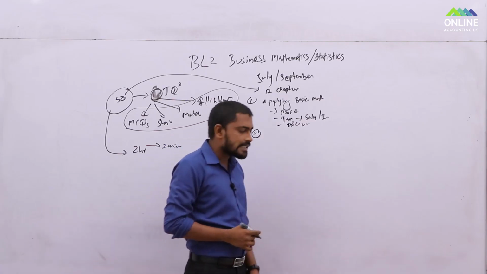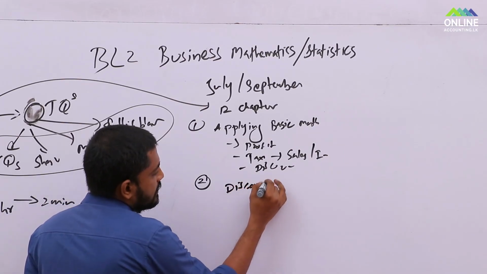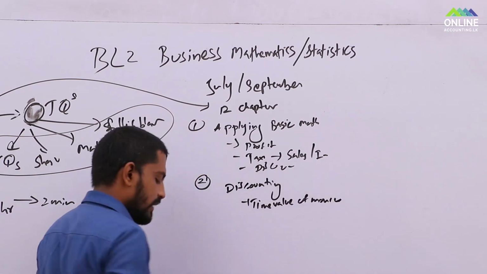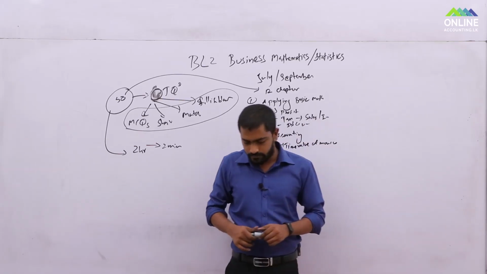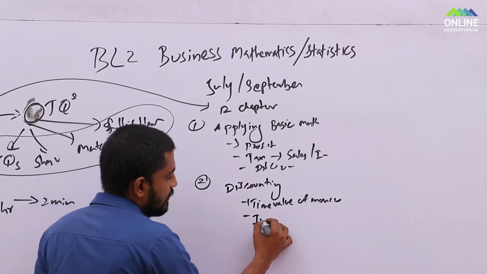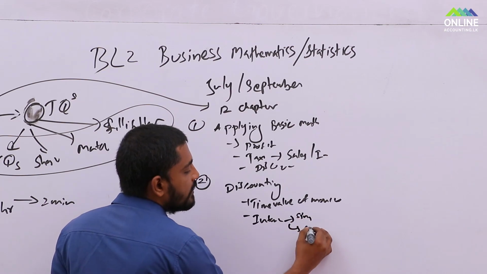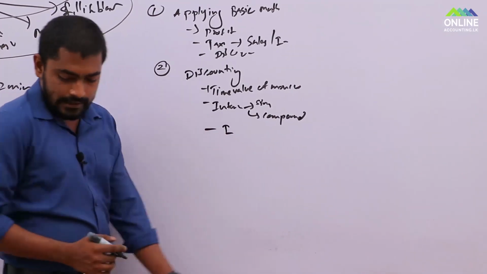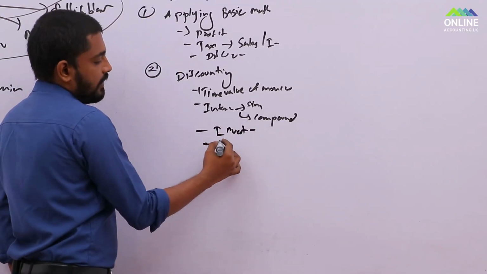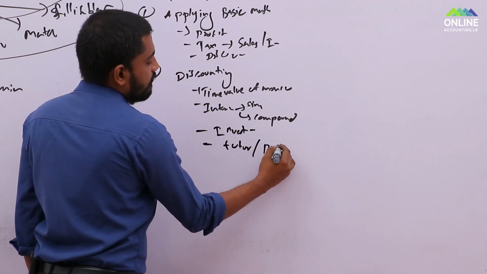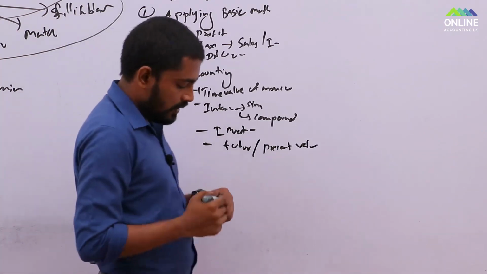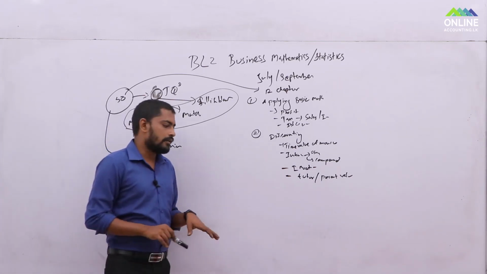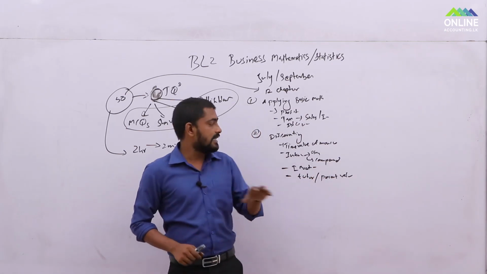Then the next one is about discounting. Under this you will learn about time value of money. Under that you will learn about what are the determinants of time value of money, and you will learn about interest, which means simple interest and compound interest. All these things you have learned in O levels. Then the investment plans, and the future value and the present value of money. So basically in here you will get the idea that 100 rupees today will not be the same as the value tomorrow. That is the basic idea of this lesson.